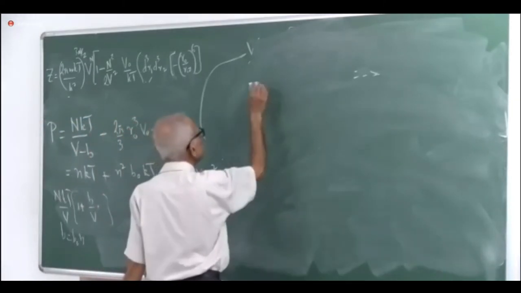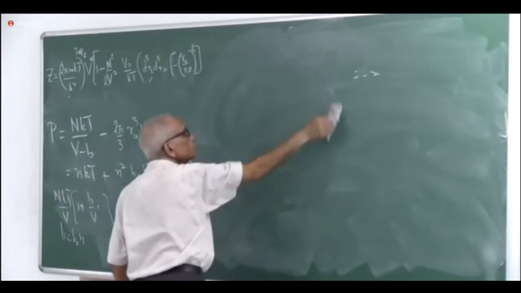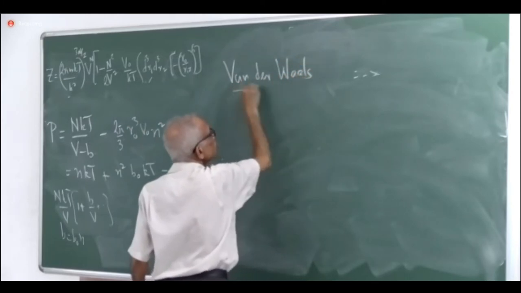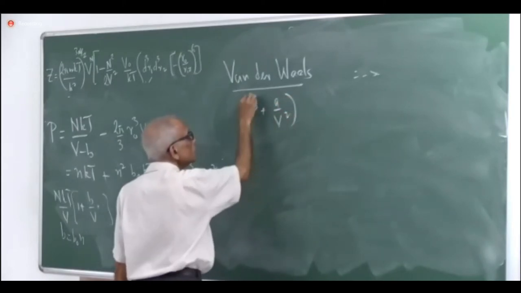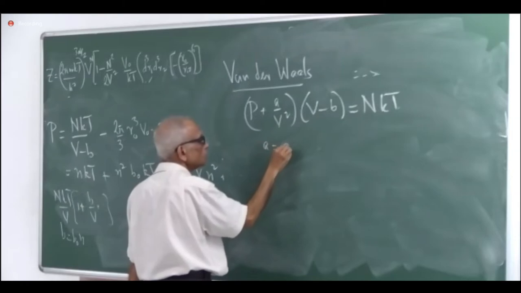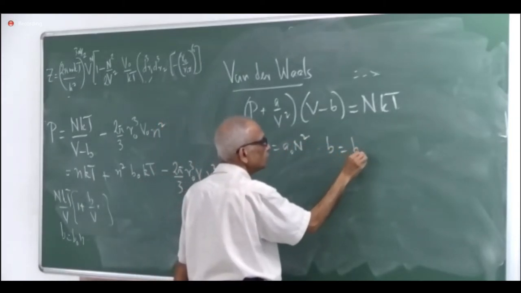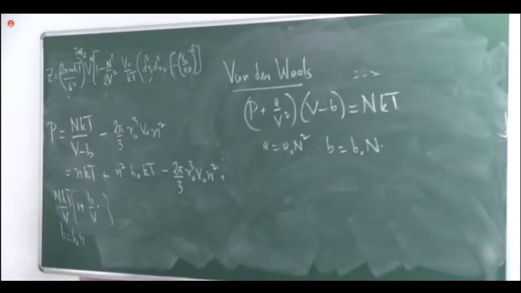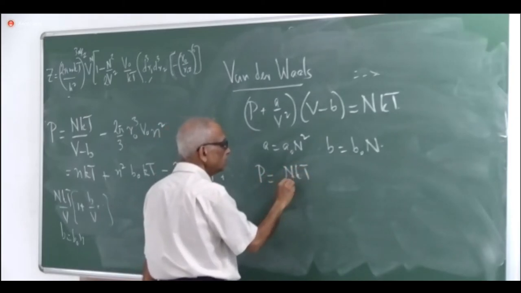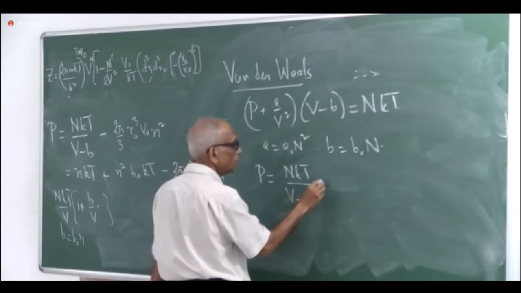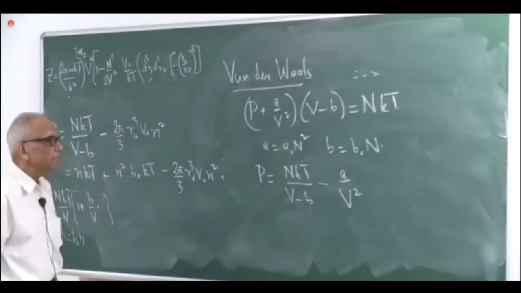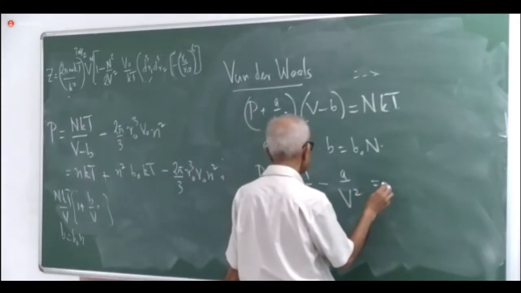van der Waals equation of state is P plus A over V square into V minus B is equal to NKT. A obviously is some A0 times N square. B is equal to some B0 times N. The intensive, extensive business has to be always maintained. And therefore, the pressure is NKT over V minus B minus A over V square, with A equal to A0 N square. So this is as you can see over here.